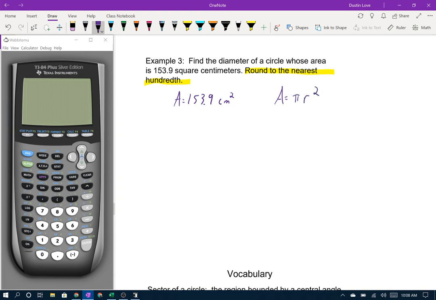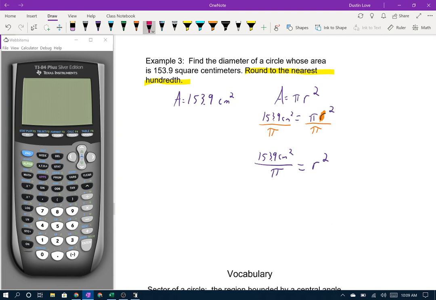Then I'm going to plug in what I know, which is my area: 153.9 centimeters squared equals pi r squared. Now, we are trying to solve for r here, so we've got to unravel this one piece at a time. The first thing I'm going to do is divide by pi on both sides. What that gives me is 153.9 centimeters squared over pi is equal to r squared.